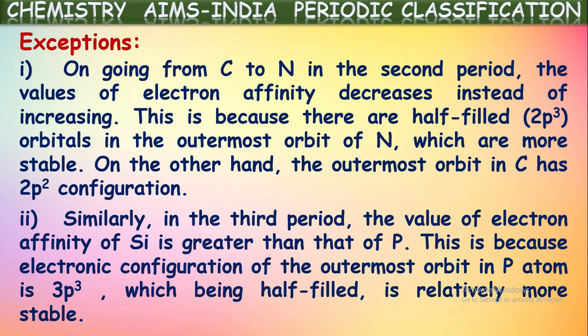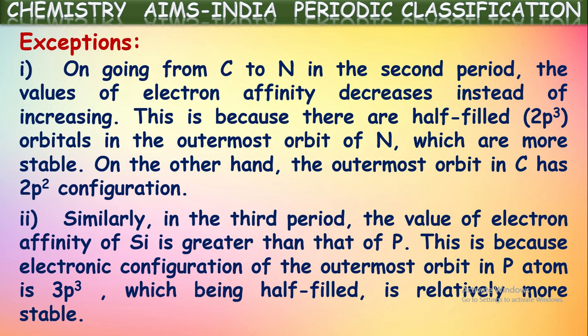Similarly, in the third period, the electron affinity of silicon is greater than that of phosphorus. Actually, from silicon to phosphorus it should increase because size is decreasing. But phosphorus has a lower electron affinity than silicon. Here also the reason is the same: the half-filled configuration of phosphorus. It has a 3p3 configuration, meaning the p subshell is half-filled, so it attains some extra stability and hence shows less interest in gaining electrons. Thus, electron affinity is lower.